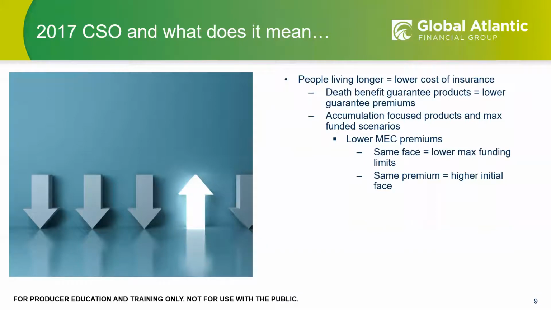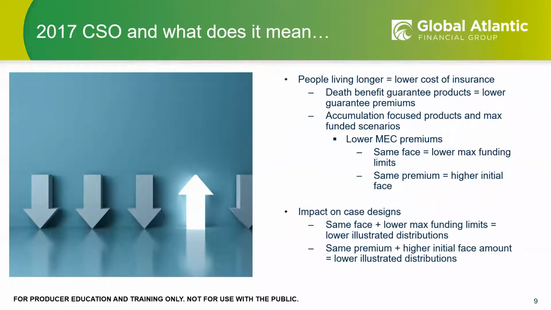If you use the same premium between those two products, you're going to see a higher initial face on a 2017 CSO product. Now you're probably saying, well, wait a minute, on death benefit guarantee products, premiums aren't going down, they're going up. Well, that's due to some other market impacts that I'll talk about in a little bit. But in general, when you think about the actual cost of insurance, the per $1,000 charge, because of better longevity, that in theory would help those death benefit guarantee products if it wasn't for other market factors. Interest rates is what that factor is, but we'll dive deeper into that in a little bit.